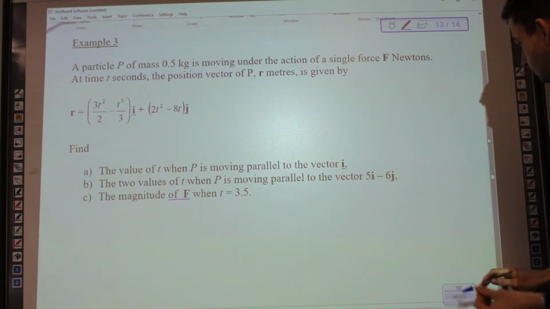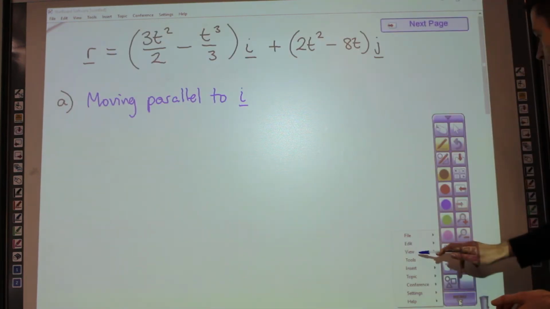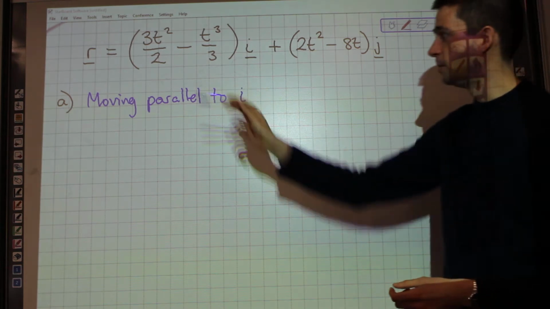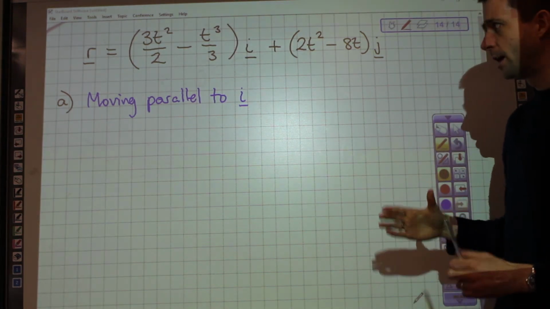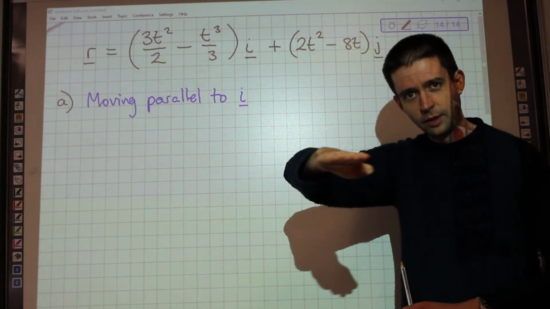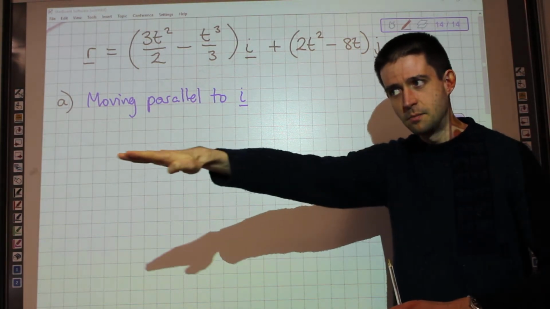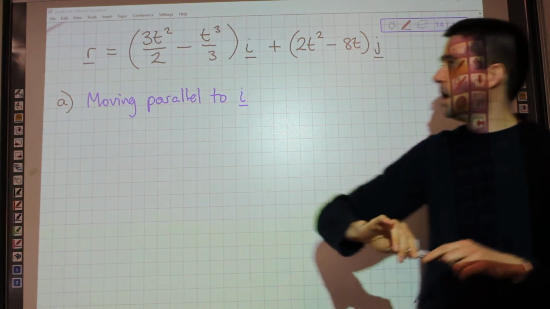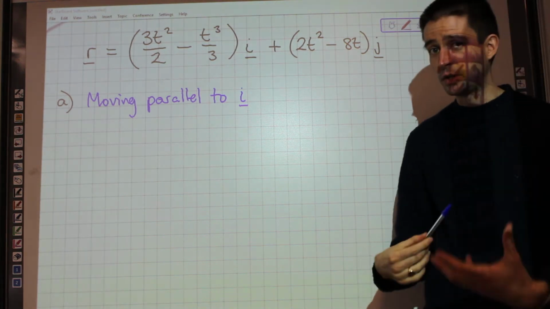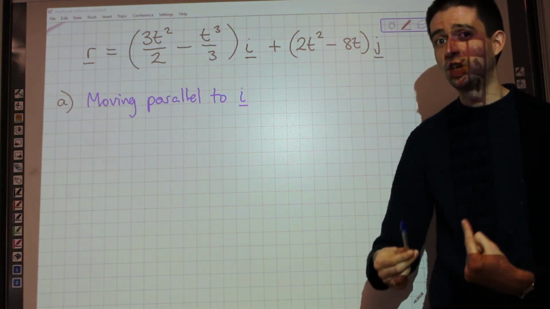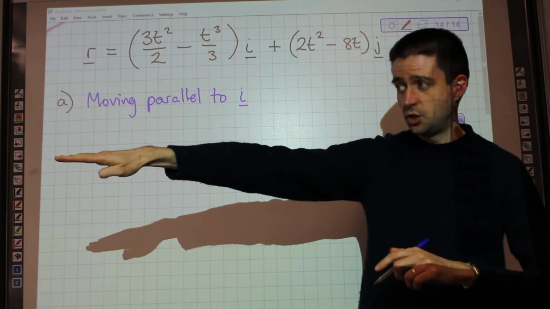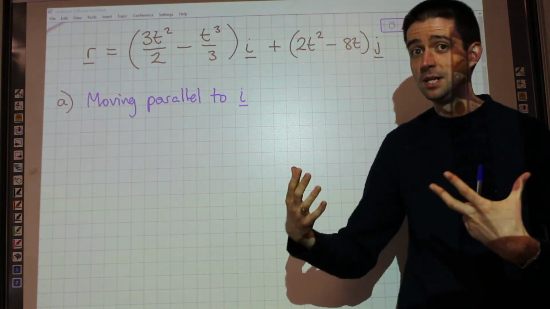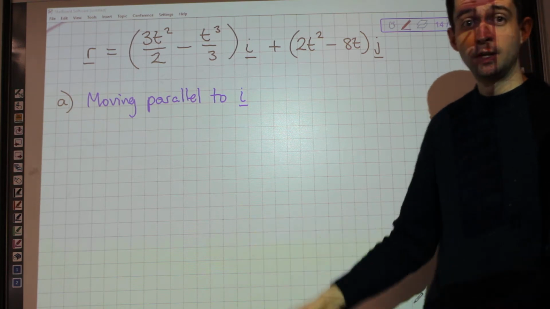to the vector i. So I've pre-prepared on the next page I've just copied over the initial equation for position and what we've been asked to do. It's when it's moving parallel to i. Now i is the x direction, so if we're moving parallel to i, then the j component isn't changing. So the j component is 0. Now, how we determine direction is we use velocity, because velocity is the rate of change of position. So if the rate of change of position is not changing for j, it means that the velocity component of j must be 0. So, how do I get velocity from position?